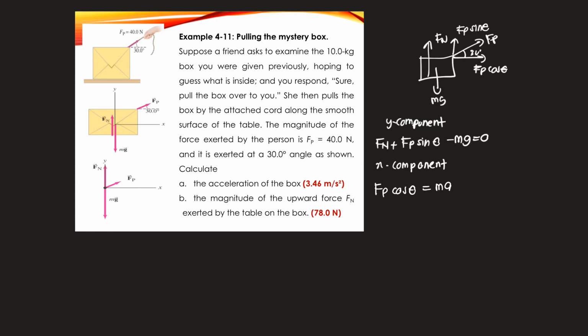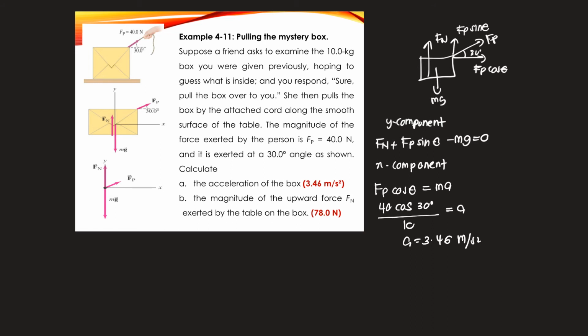The question asks you to find the acceleration. The Fp is 40, so 40 cos 30 degrees divided by the mass, which is 10 kilograms. Then you are going to get the acceleration, which is 40 cos 30 divided by 10, giving 3.46 meters per second squared.